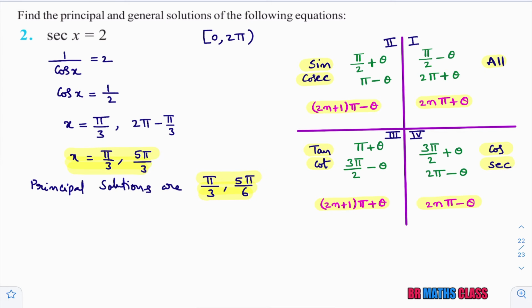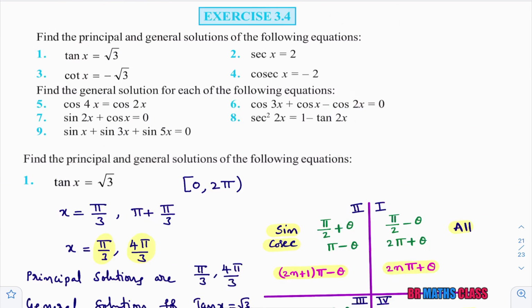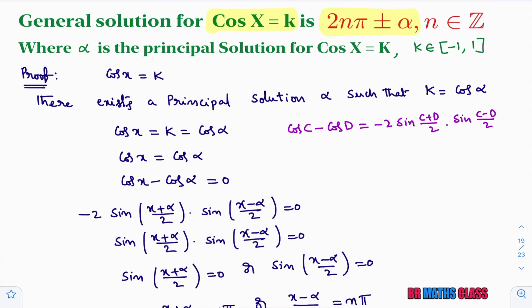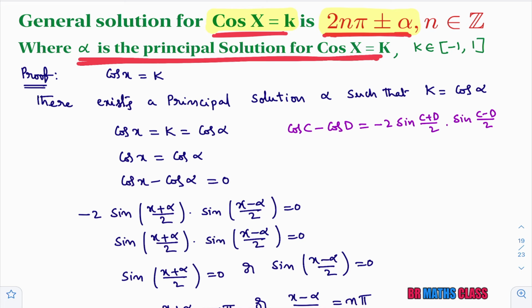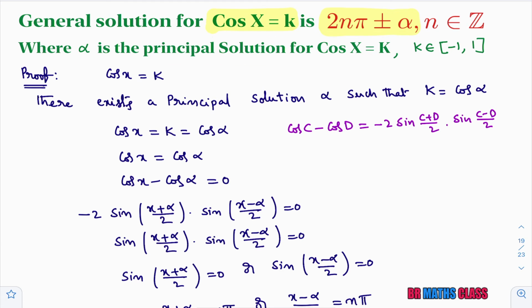Okay, now we need to find general solution of this trigonometric equation. This equation is nothing but this only. This is of which form? This is of the form cos x equal to k. What is the general solution for cos x equal to k? General solution for cos x equal to k is 2n pi plus or minus alpha. Here alpha is the principal solution for cos x equal to k.